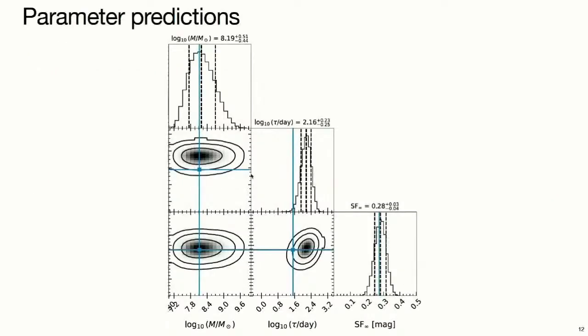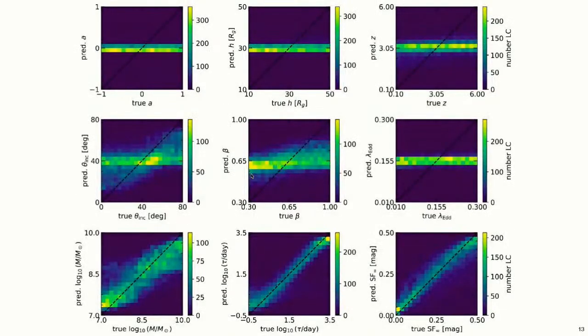And here's an example predicting the parameter space. I just zoomed in on a few of the parameters: the black hole mass, the time scale, the variability, and the structure, the standard deviation of the different one. And here I show the mean values versus the true values for each of the parameters. Like I showed earlier, the mass, variability parameter. Also, there's some predictive power for the temperature slope and the inclination angle.